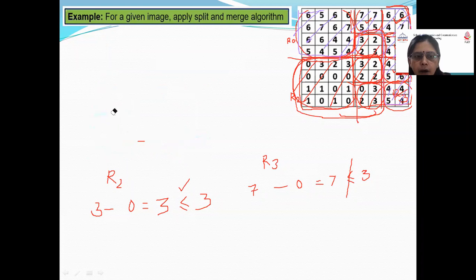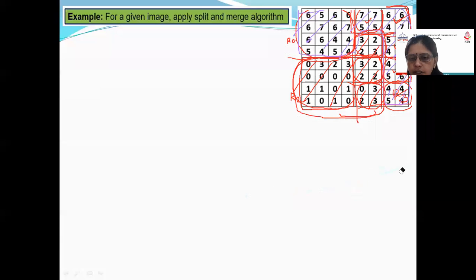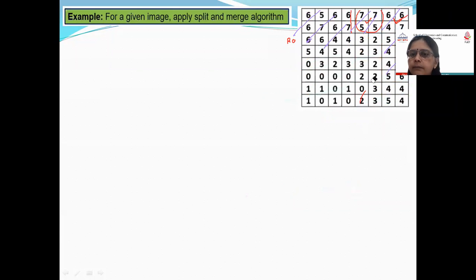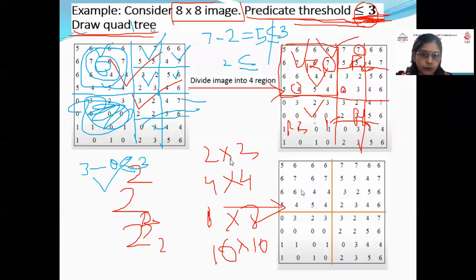Getting this? How can we apply split and merge? First we apply the split operation and then we apply the merge technique. For adjacent regions, we go region by region which are adjacent to each other. If they are similar, we merge them together.